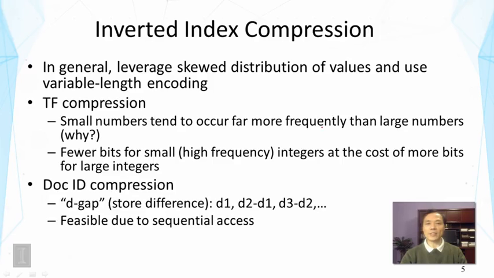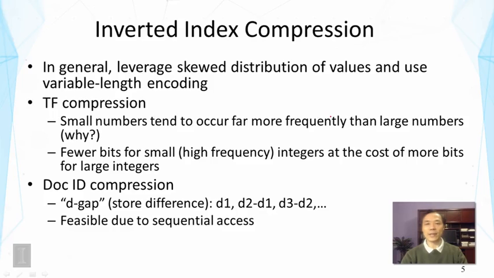What about the document IDs that we also saw in postings? Well, they are not distributed in a skewed way, right? So how can we deal with that? Well, it turns out that you can use a trick called a d-gap, and that is to store the difference of these document IDs. And we can imagine if a term has matched many documents, then there will be a long list of document IDs.